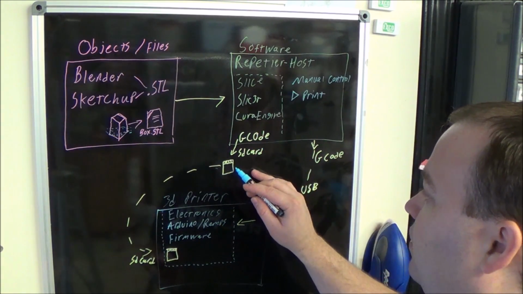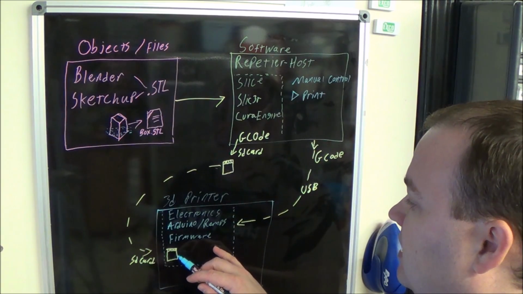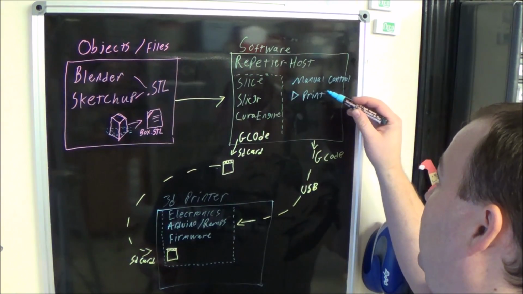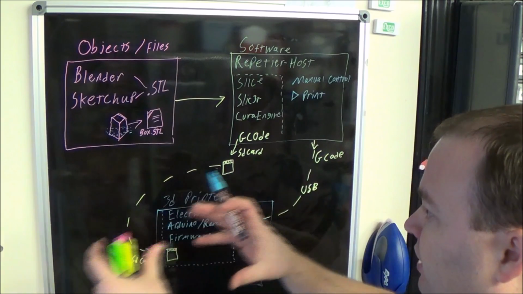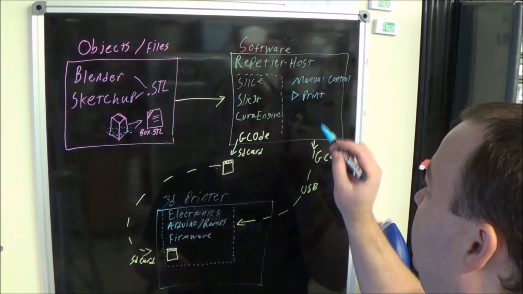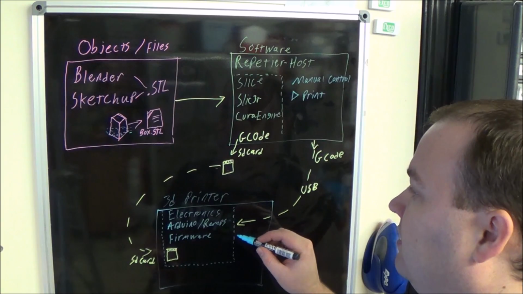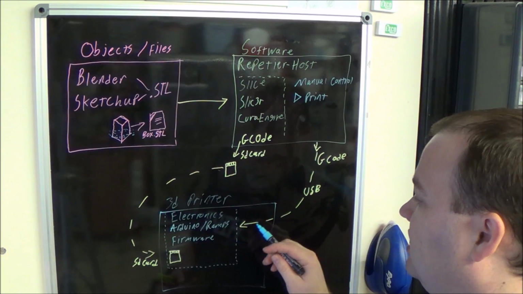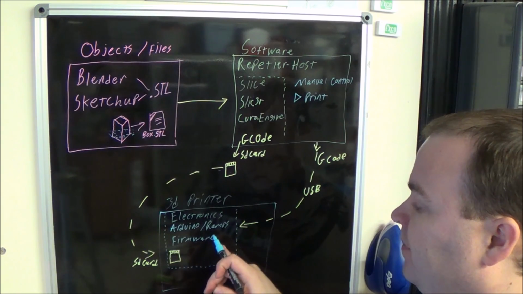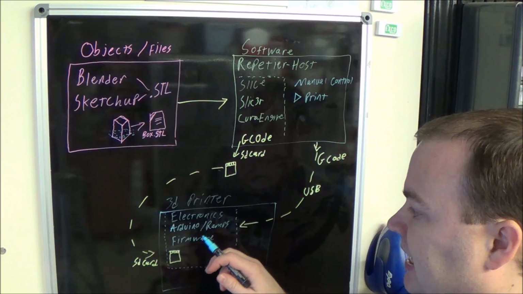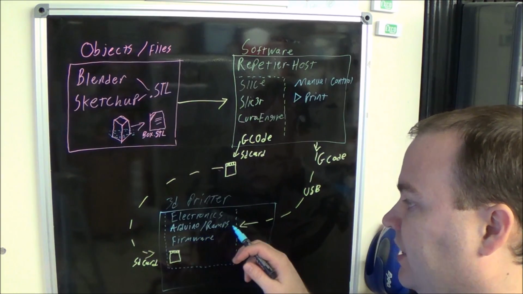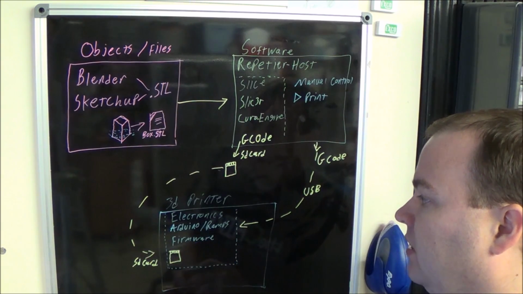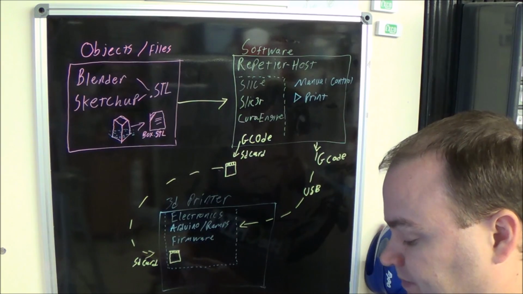You can export this to an SD card, plug in your SD card and print, or if you're using something like Repetier host, you can manually control the printer, jog it around, heat it up, and you can hit print and it sends that file over the USB cable. Once this G-code hits the printer, you've got some electronics there. In this case, I'm using an Arduino board with a RAMPS shield on top of it, and there is firmware on that Arduino board.